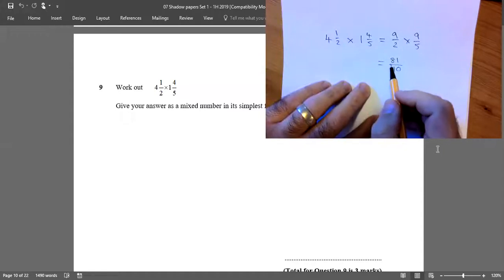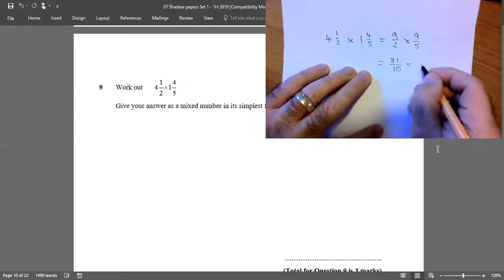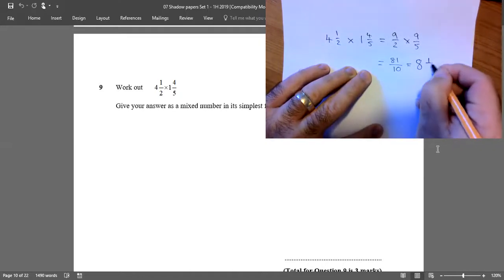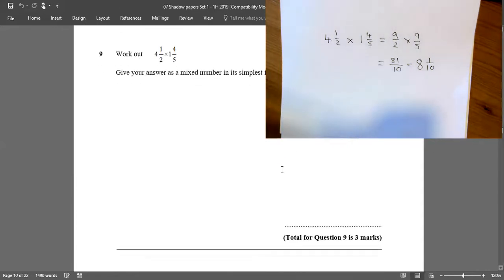Give your answer as a mixed number in its simplest form. So how many 10s going to 80? 8 with 1 10 remaining. And that obviously can't be cancelled down any further. It's in its simplest form already.